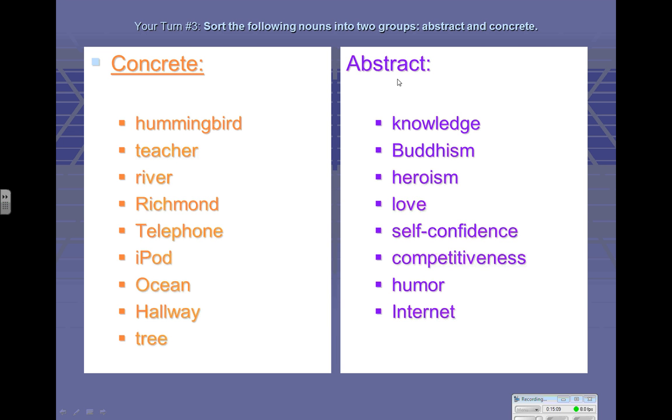Remember, religions are almost always going to be abstract when they're presented. Heroism. You might be able to see someone who is a hero, but no one in this room would agree on what heroism looks like or smells like, and that's because it doesn't physically exist. The same applies for love, self-confidence, competitiveness, and humor.